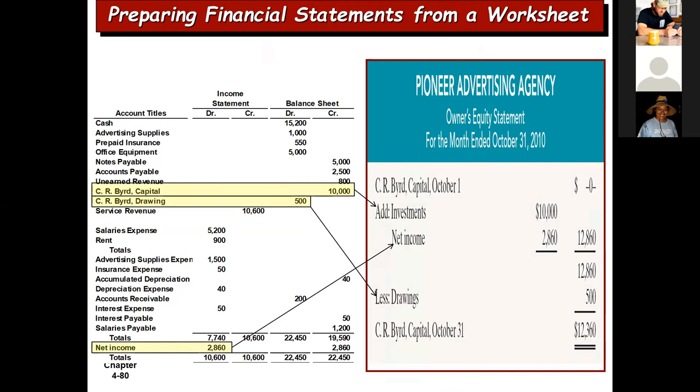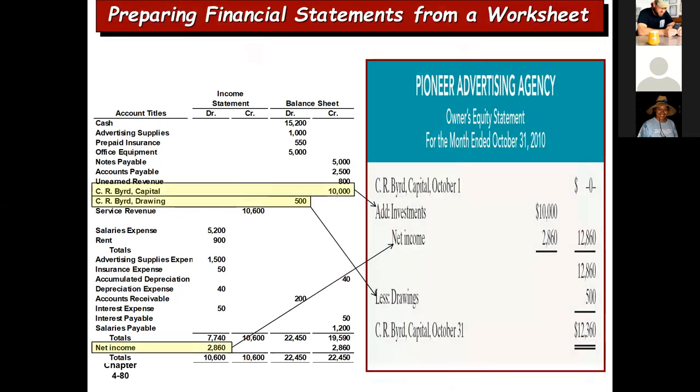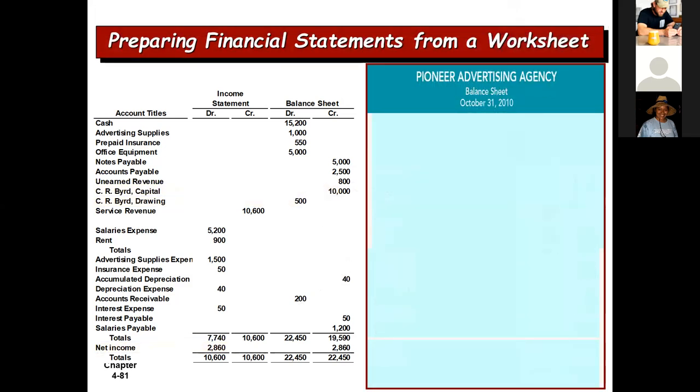This is showing you, remember, assets equal liability plus equity. This is just showing you that the equity balance for this company is $12,360 at the end of October. Now we go to do the balance sheet. You need the equity balance, $12,360, to complete the balance sheet. The balance sheet will show you the balance at the end of the period. It's not for the month. It's for the end of the period, end of the month.